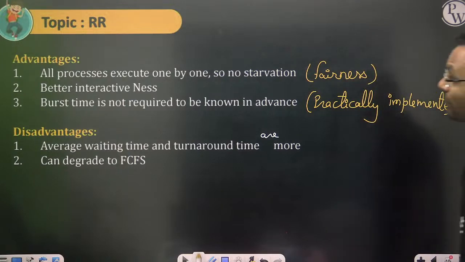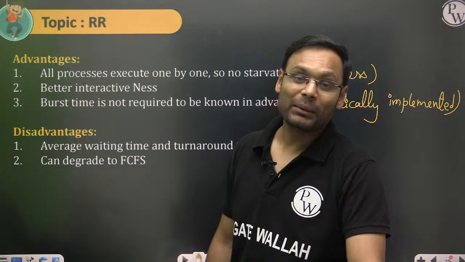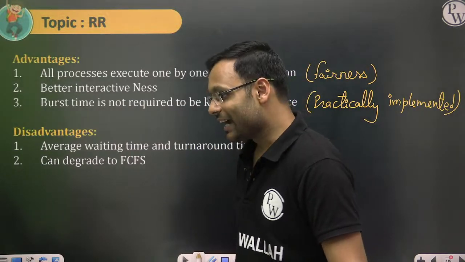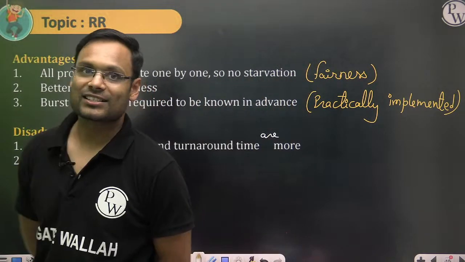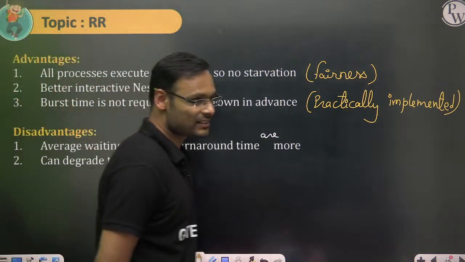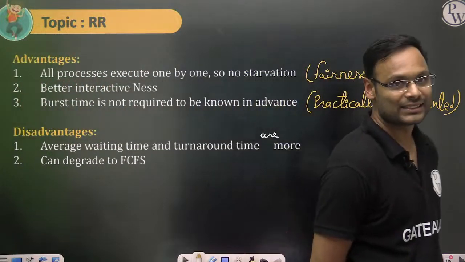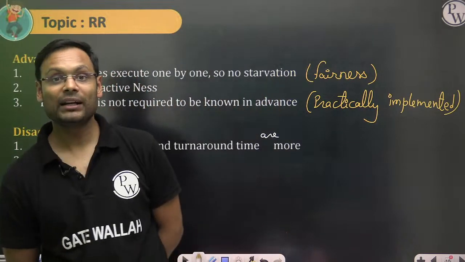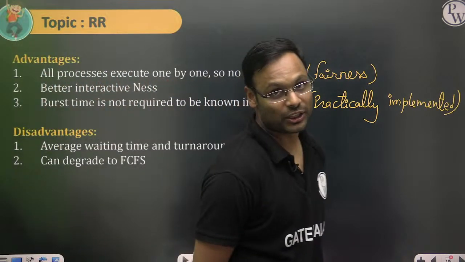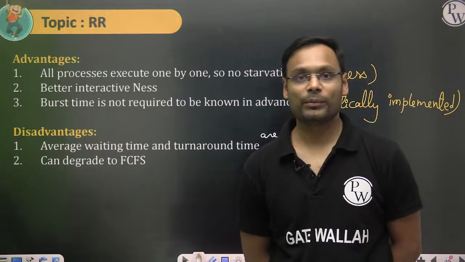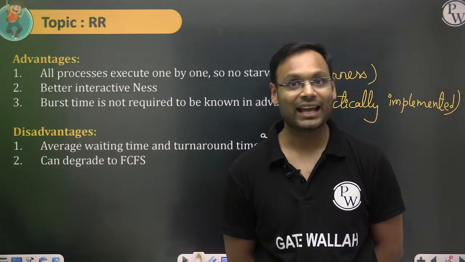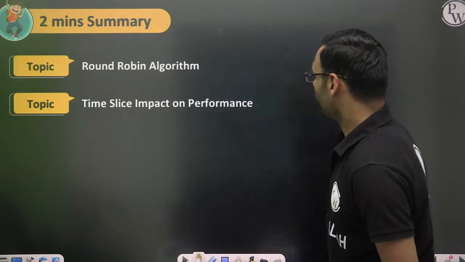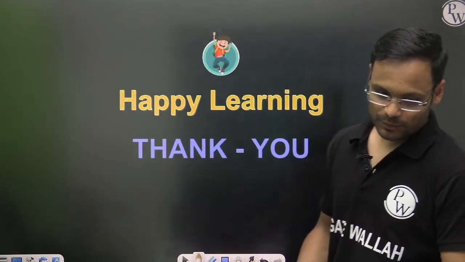But if you remember, I told you round robin is not implemented alone. It is implemented with what? Okay, that you will understand in the next class. Round robin alone is not actually implemented. Round robin is implemented along with priority scheduling. Yes, so priority and round robin are implemented together, and how it is implemented you will understand in the next class. Fine. So today's class is this much only.